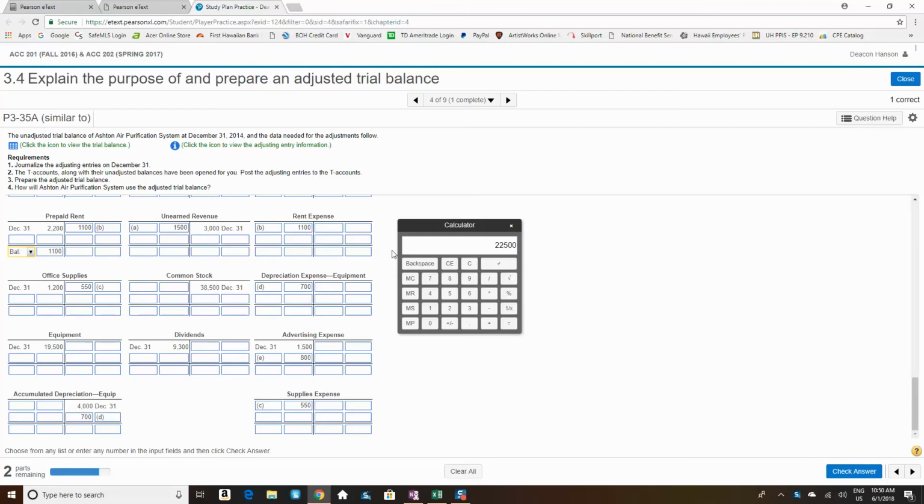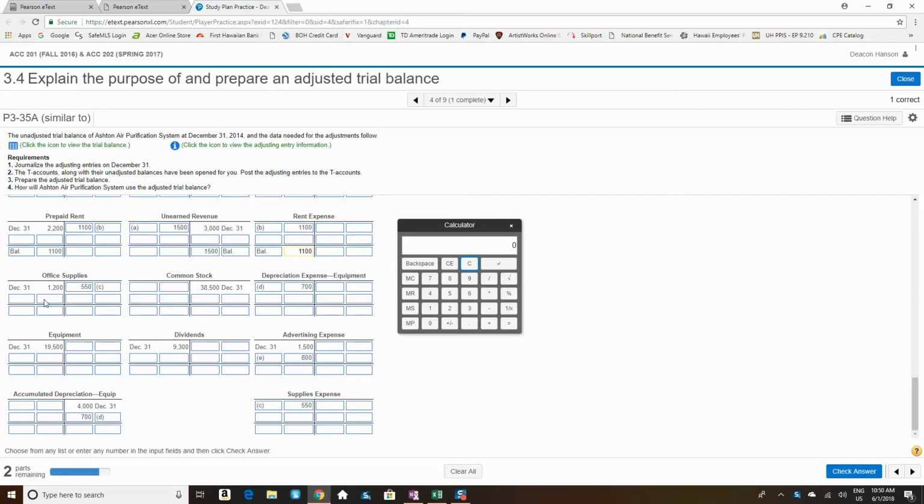Okay. Now let's look at unearned revenue. See, unearned revenue is a liability. It has a normal credit balance. So it started with 3,000, right? And then it got debited for 1,500. So 3,000 minus 1,500 leaves you with 1,500. That's the balance. Rent expense, no problem. 1,100.